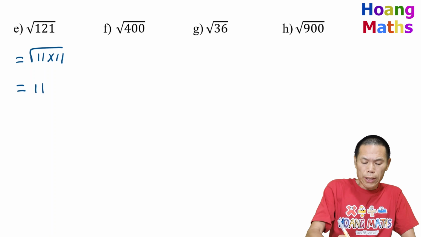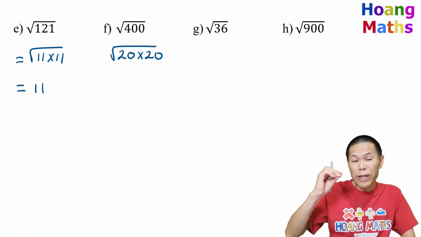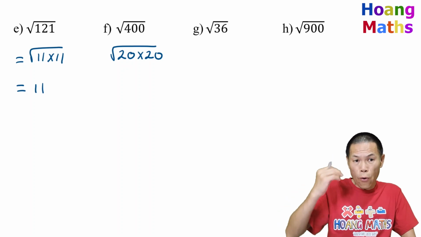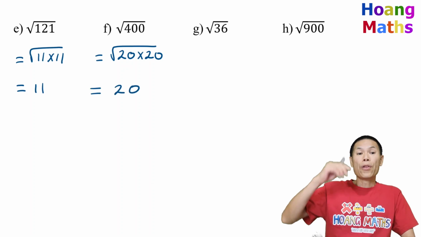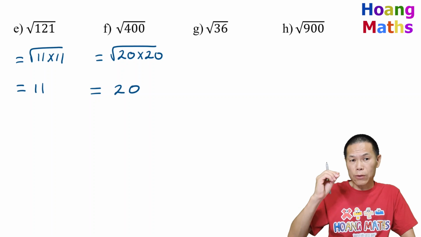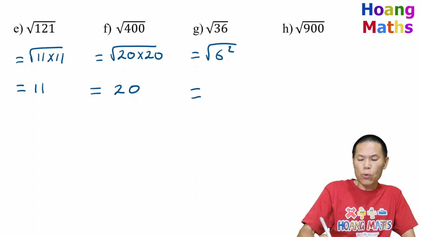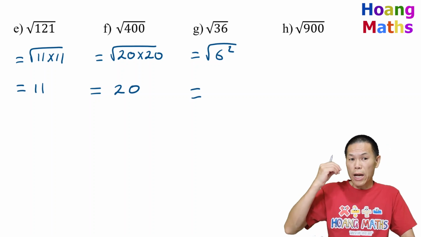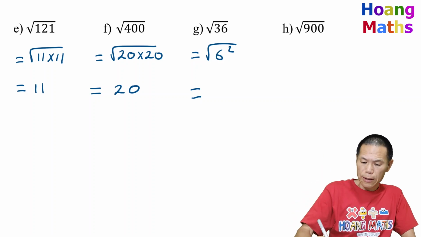Now 400 is 20 times 20. So in other words, 400 is 20 squared. So the square root of 400 will give me 20. 36 is 6 times 6, right? It's 6 squared if you wish. See? The square root of a square number is equal to a nice number, right? That is, the square root of 36 will give me 6.